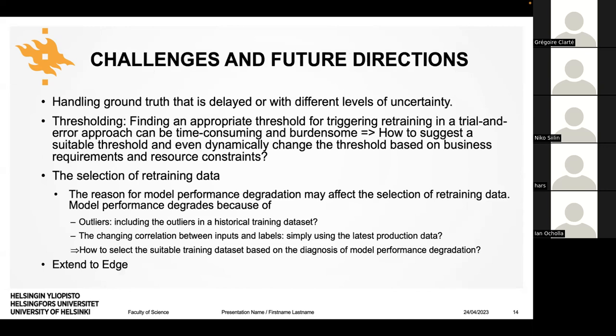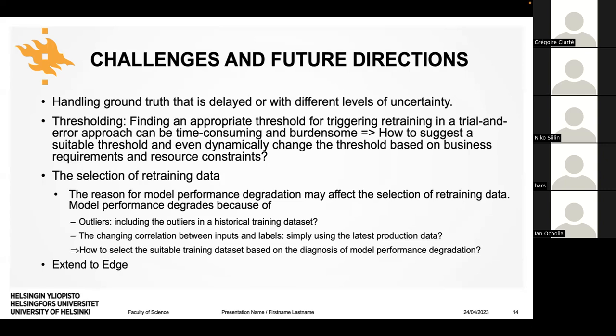And some of the things I already mentioned is that the ground truth is very different depending on the use case. Sometimes it's delayed, sometimes it's very uncertain how you deal with that. Thresholding: what should be the limit when you go back to training? How often, how sensitive should that be? And then especially the selection of the retraining data is one of the issues.